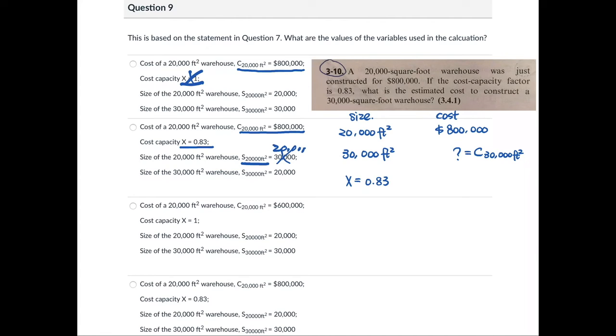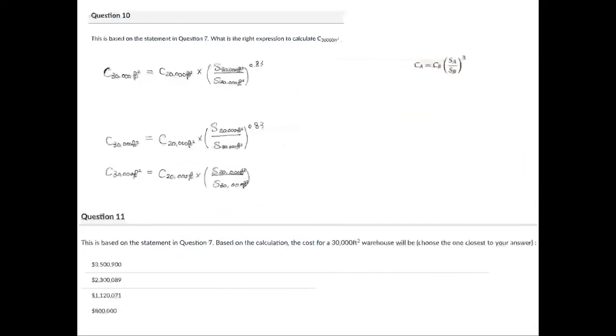And then now let's look at the third option. The cost of 20,000 square feet warehouse is 800,000, not 6. Okay, so this one is wrong. Then let's look at the fourth option. Okay, so C, the cost for the smaller size warehouse is 800,000, correct. And then the capacity is 0.83, correct. And then the size of the smaller one is 20,000, correct. And the size for the bigger one is 30,000, correct. So that's the variables you want to use.